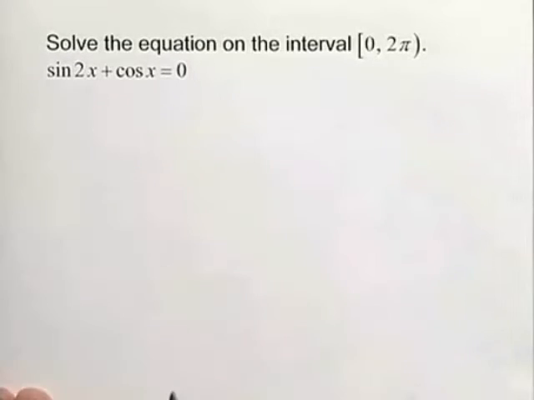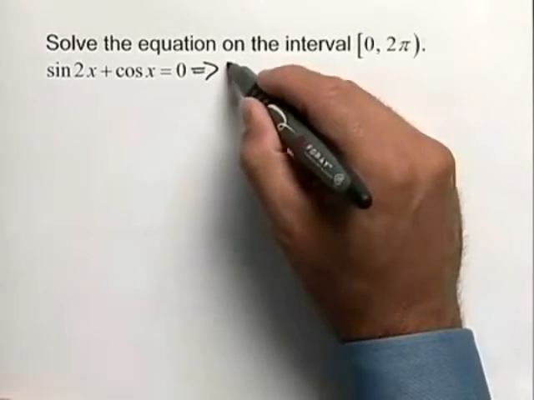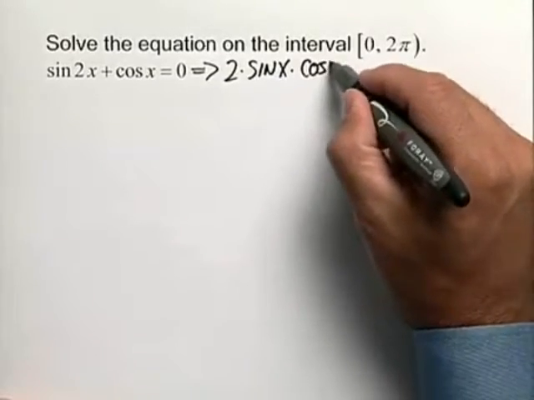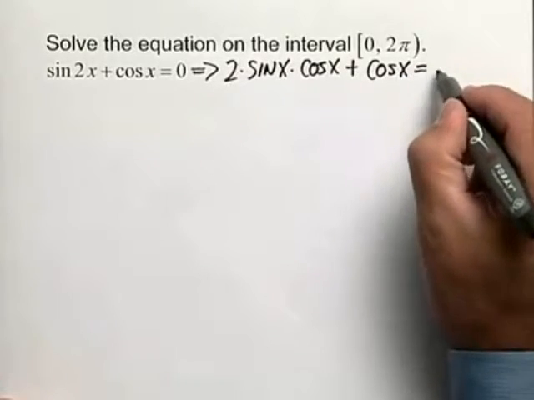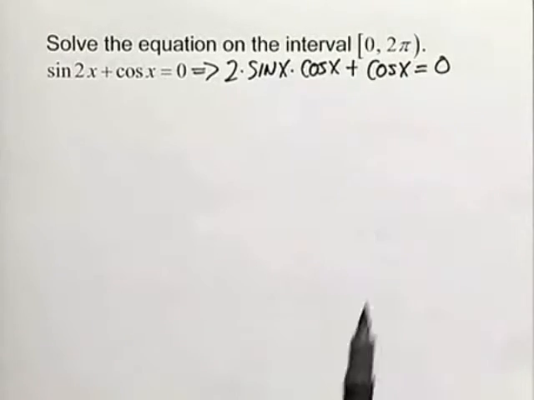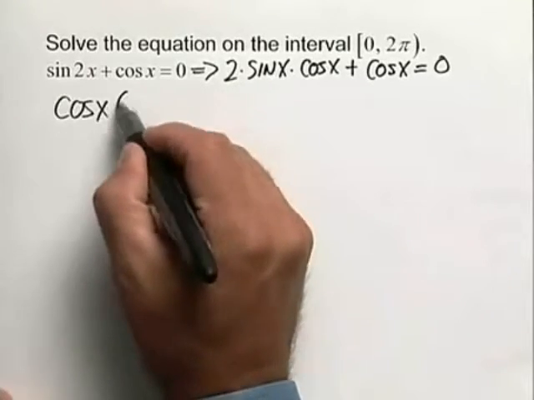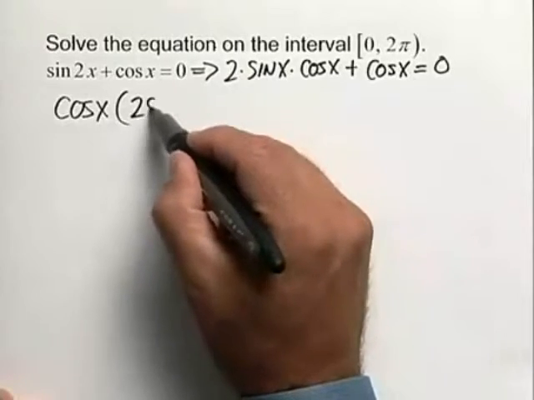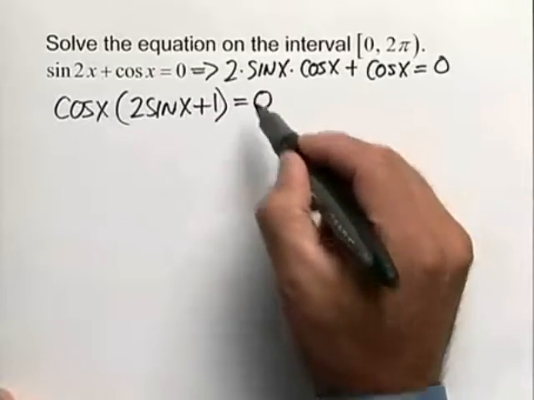Right, the first thing you want to do here is substitute in our double angle formula for the sine of 2x. We know this to be equal to 2 times the sine of x times the cosine of x, plus the cosine of x that was there before, is equal to 0. Now we have a common factor, the cosine of x. We'll factor that cosine x out in front and multiply by what remains. From this we have cosine x times 2 sine of x plus 1, and that product is equal to 0.